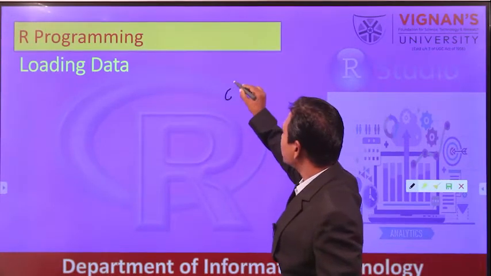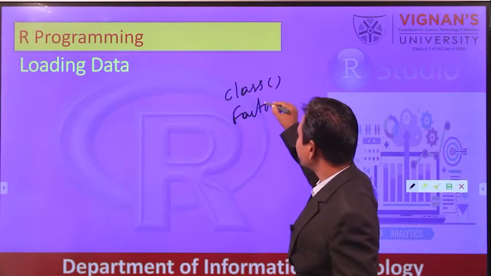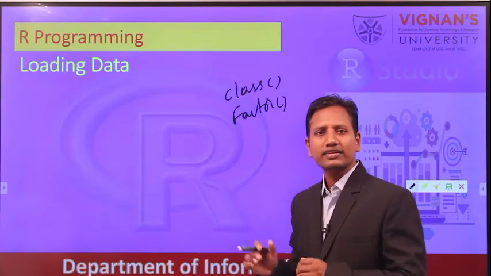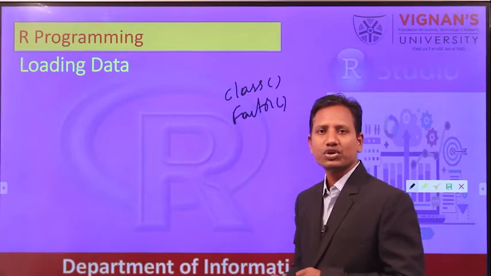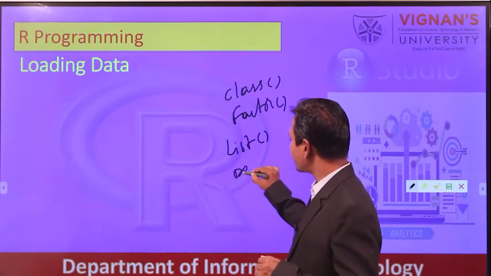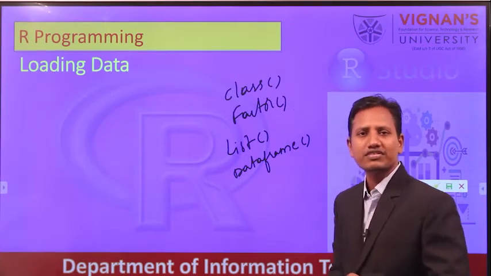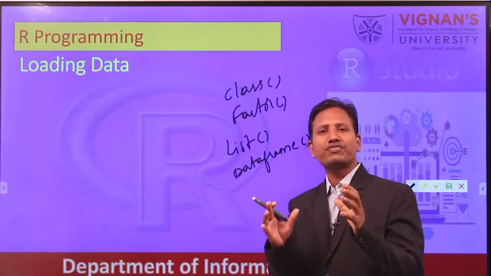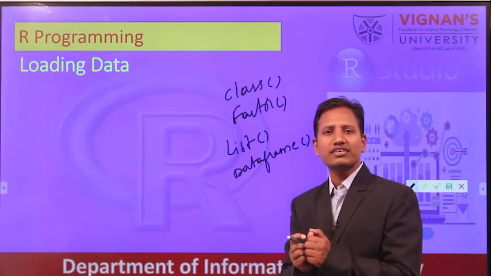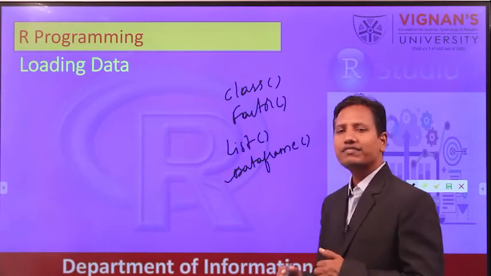We have discussed what is class attribute and what is factor attribute and how it is going to be used. Later we discussed two important data structures: one is list, another one is data frame. In that lecture, we discussed that a list is a collection of heterogeneous items, and how to create a list and how to access the elements from the list. As well as data frames also we have discussed.